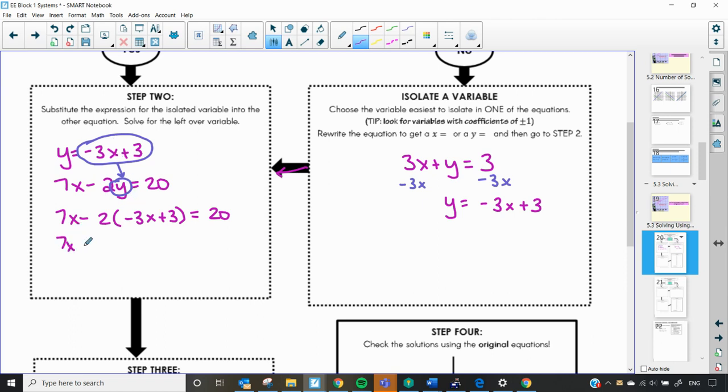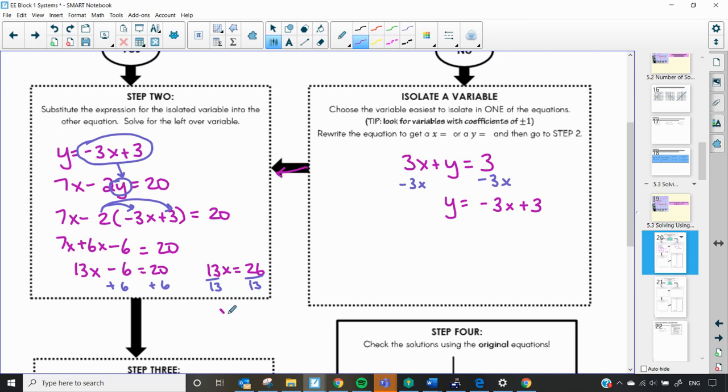All right, so we've got 7x. Negative 2 times negative 3x is positive 6x. Remember we're distributing these through, so negative 2 times negative 3x and negative 2 times positive 3. We have 7x plus 6x, and then negative 2 times positive 3 is negative 6 equals 20. We're going to simplify. 7x plus 6x is 13x minus 6 equals 20. We want x by itself, so we're going to add 6 to both sides. And that gives me 13x equals 26. To get x by itself, we're going to divide by 13.